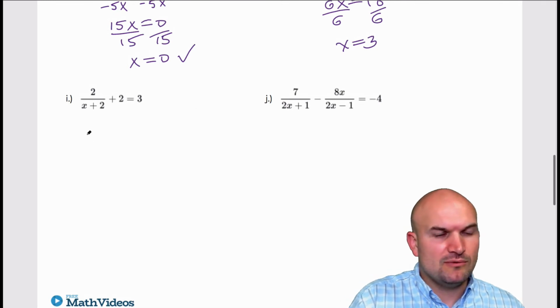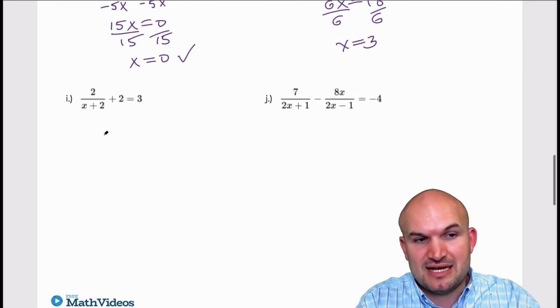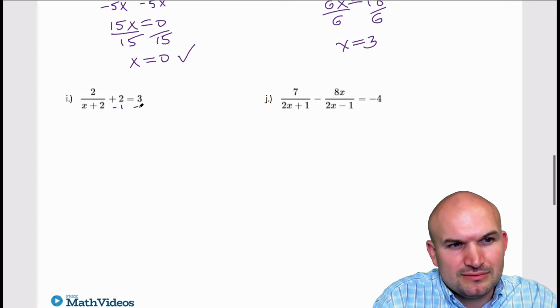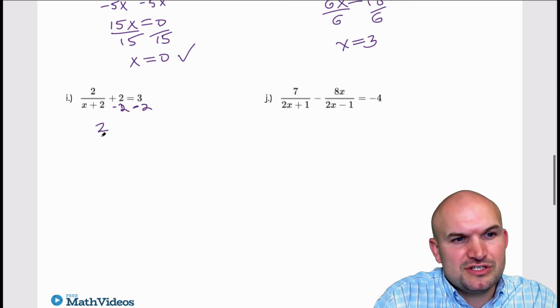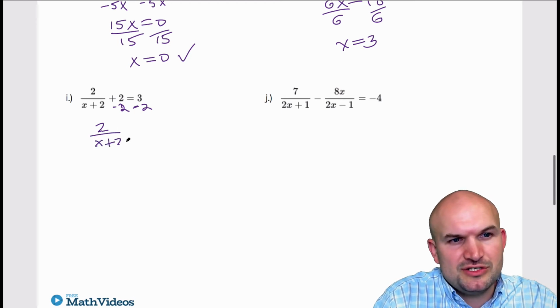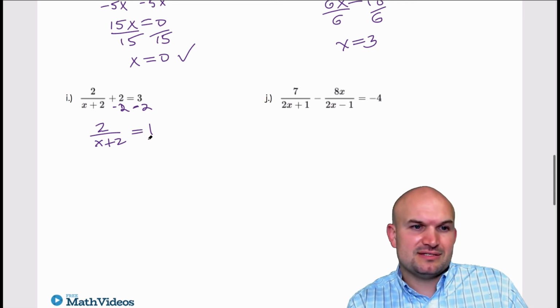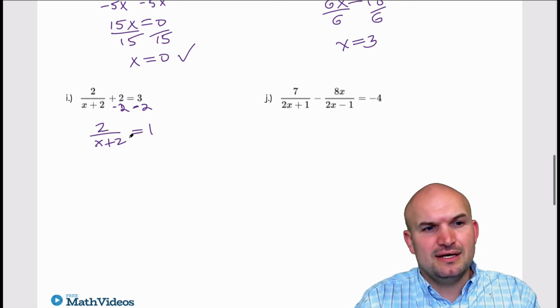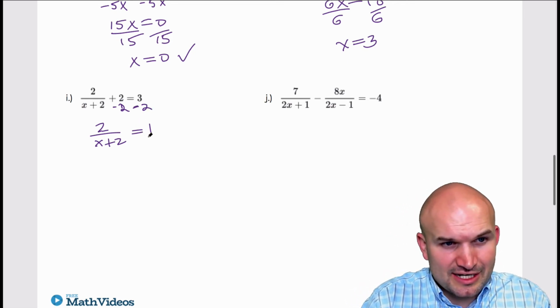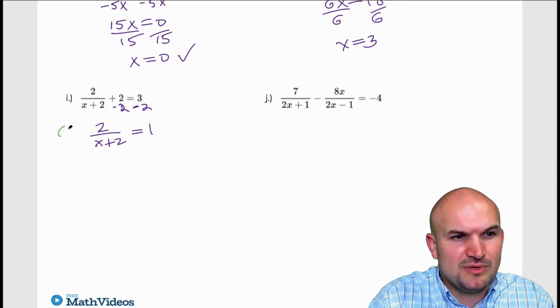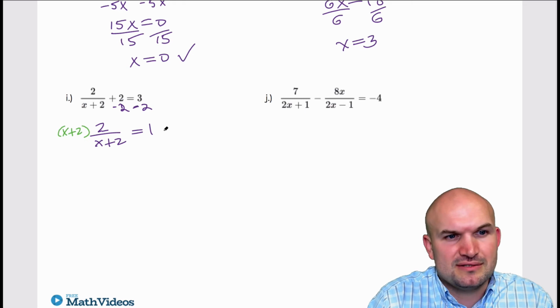On this next one, well, I could multiply everything times x minus 2, and that's perfectly fine. But why don't I just subtract a 1 or subtract a 2? Why don't we just get that over? So therefore, I have a 2 over x plus 2 is equal to a 1, right? Now, you could think about this as again, another fraction. But again, if I just want to get that off the denominator, I'm just going to multiply by an x plus 2 on both sides.